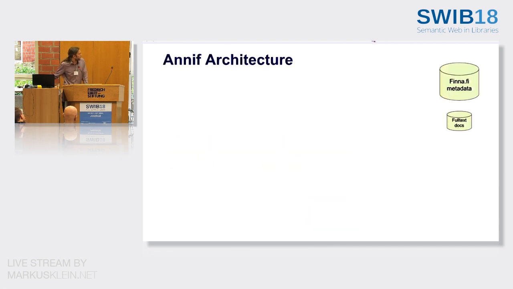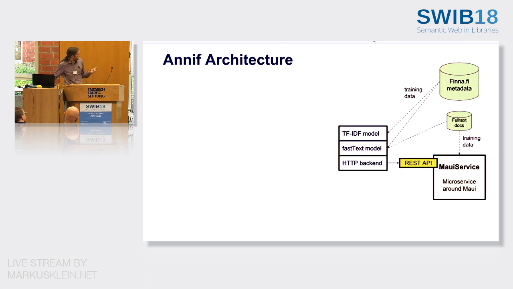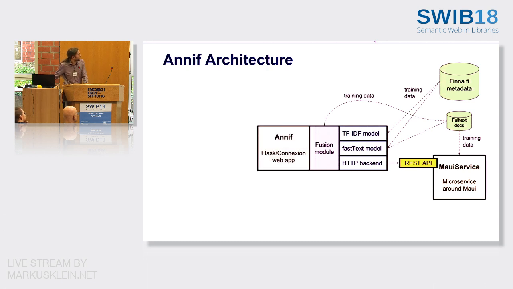About the architecture of Annif. So we start with some metadata, a large number of metadata from Finland, and also a smaller number of full-text documents. And then we train there are three different algorithms. The Maui one is in a separate box because it's a separate microservice. And we use both the metadata and some full-text documents for training. Then there is a separate fusion layer. This is the one that does the ensemble thing and the PAV. And for the PAV, we also need some more training data in the form of full-text documents.